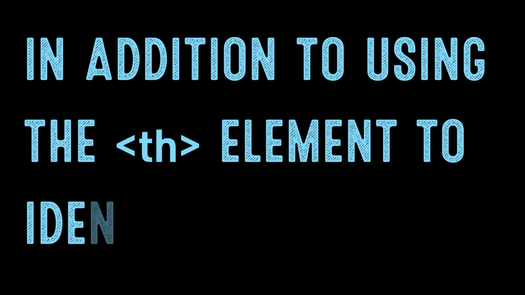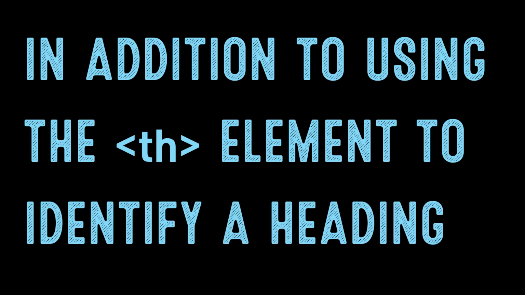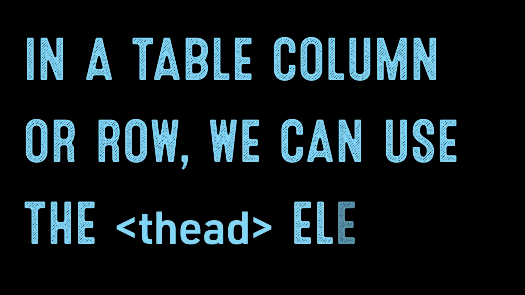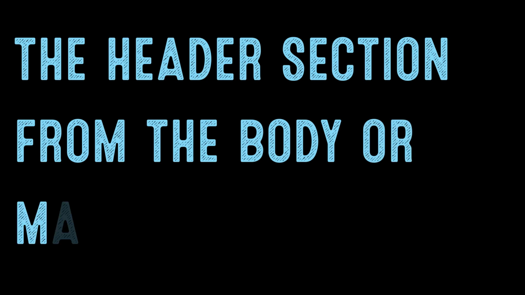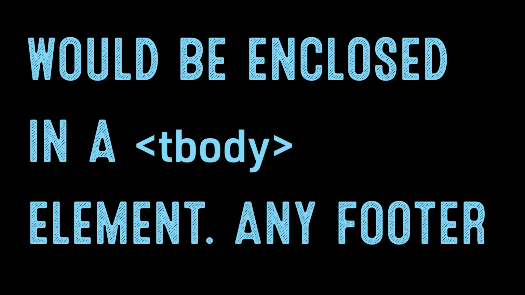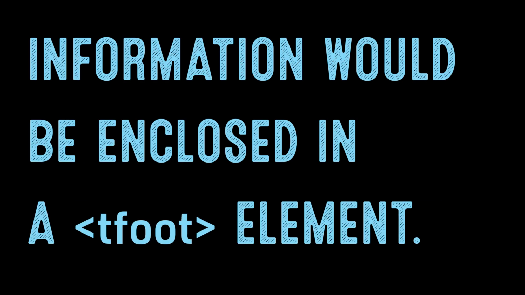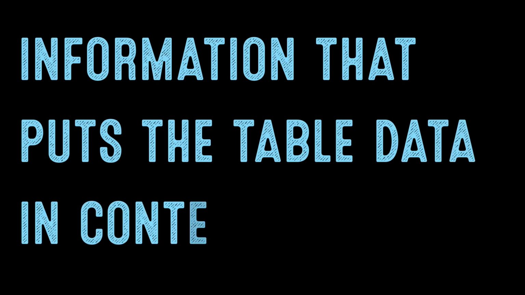In addition to using the th element to identify a heading in a table, column, or row, we can use the thead element to further indicate the first row as a header row in a table. This is useful to those accessing your table data using an assistive device. It differentiates the header section from the body or main content, which would be enclosed in a tbody element. Any footer information would be enclosed in a tfoot element. The footer of a table should contain ancillary information that puts the table data in context or may provide additional information to clarify the data presented.